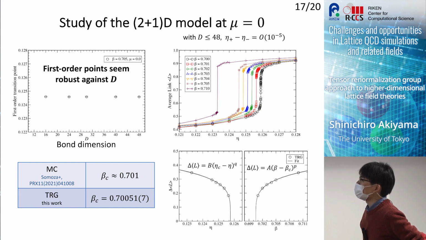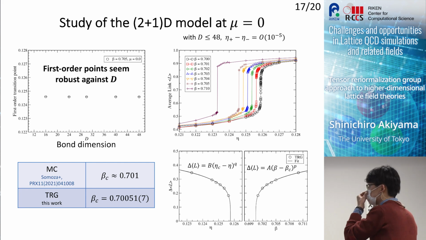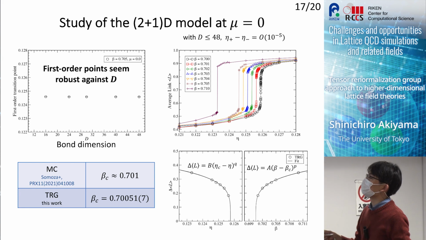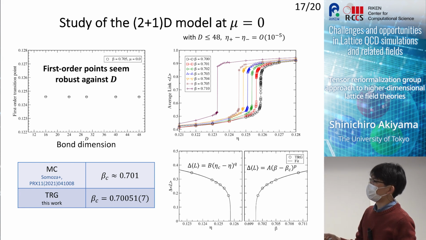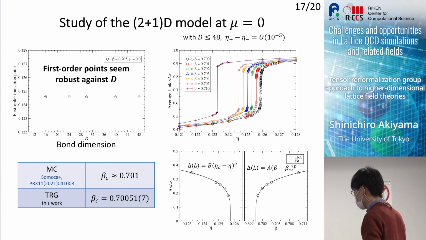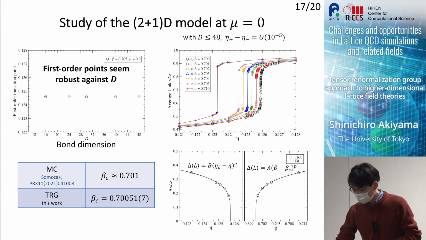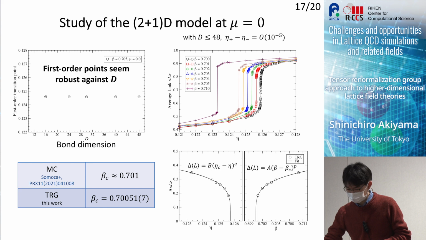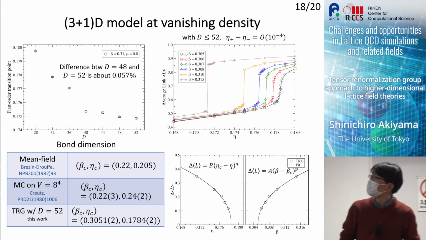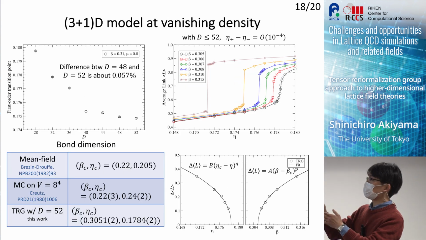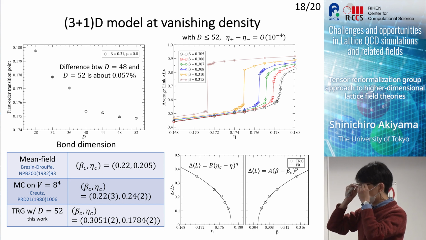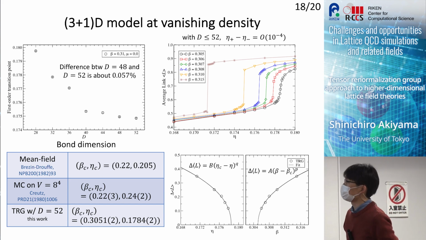And actually, this result is very close to the latest Monte Carlo results. So I think that the TRG calculation for the three-dimensional lattice gauge theory is nicely working. Then now let's move on to the higher dimension. So this is a similar result, but the calculation is done in the 3+1 dimension at the vanishing density.